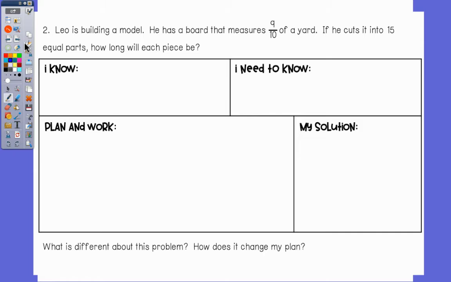Leo is building a model. He has a board that measures 9/10 of a yard. If he cuts it into 15 equal parts, how long will each piece be? First of all, Leo has a board that he wants into 15 parts. Cuts board into 15 parts. The board is going to measure 9/10 of a yard.